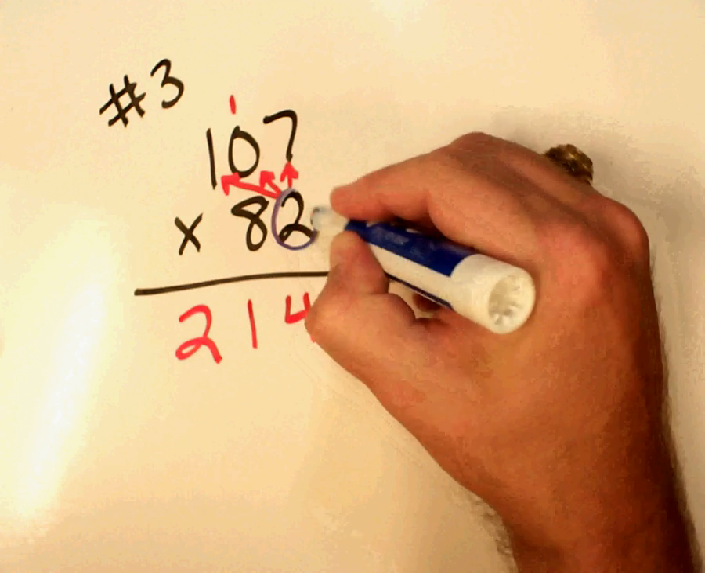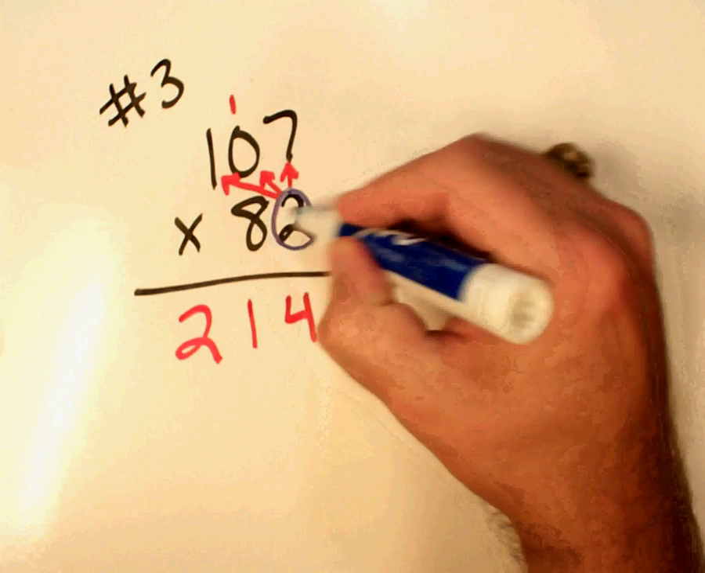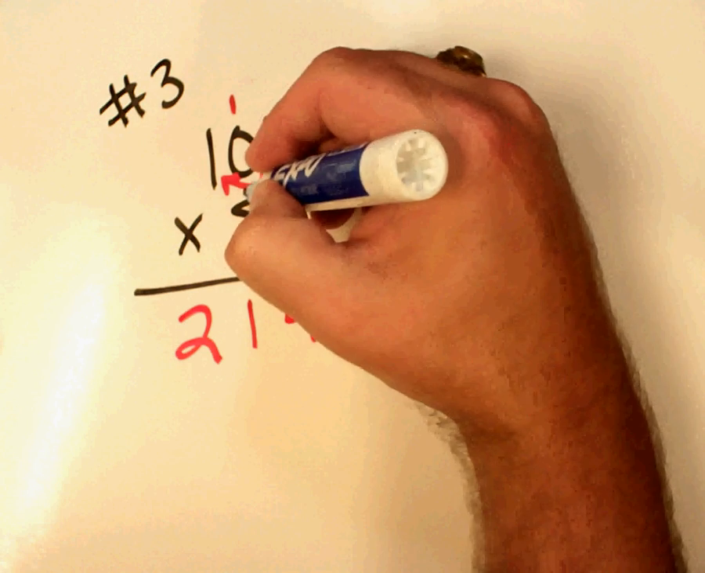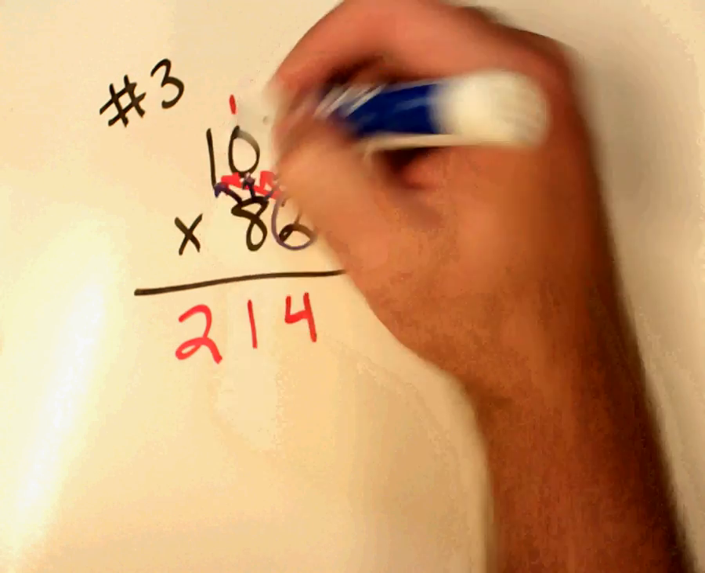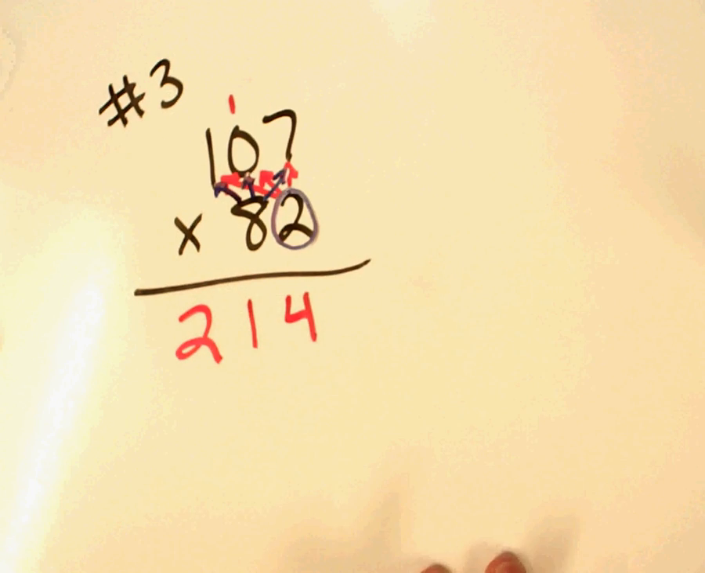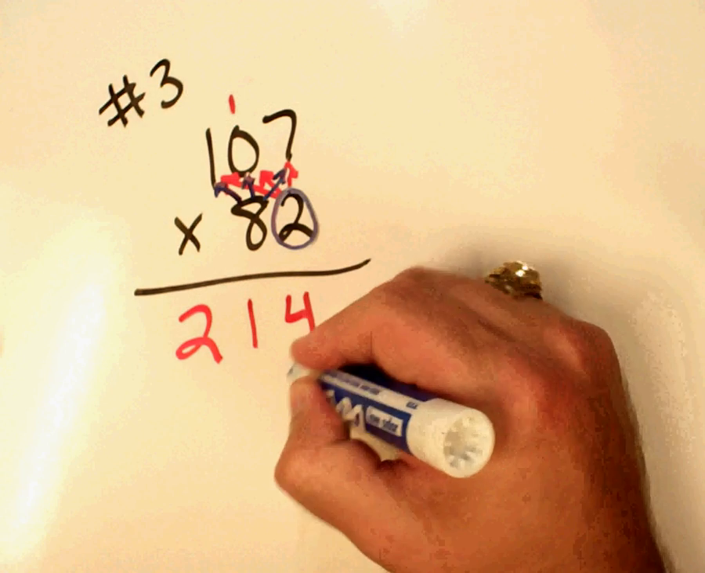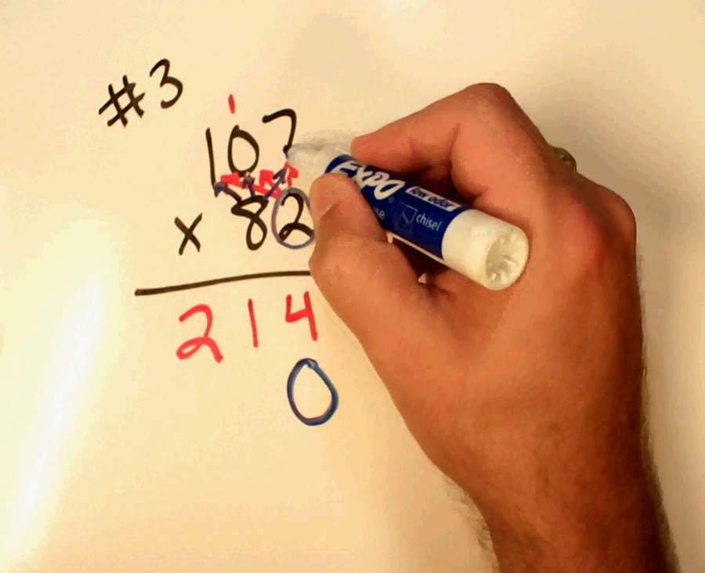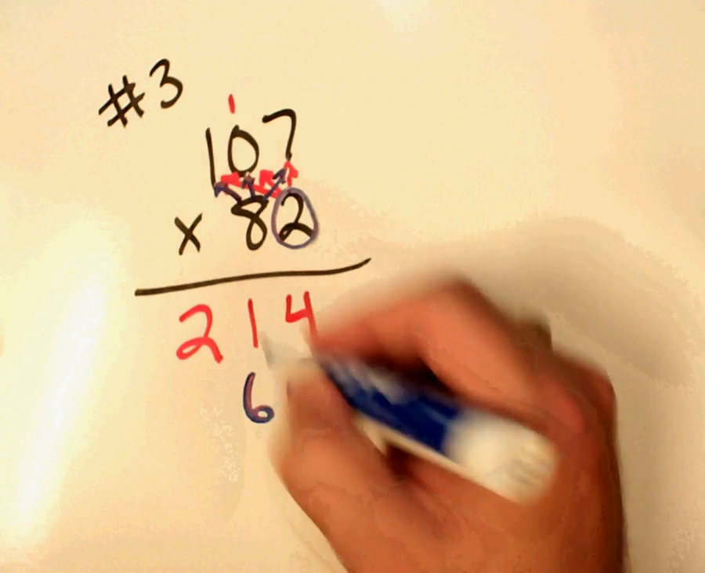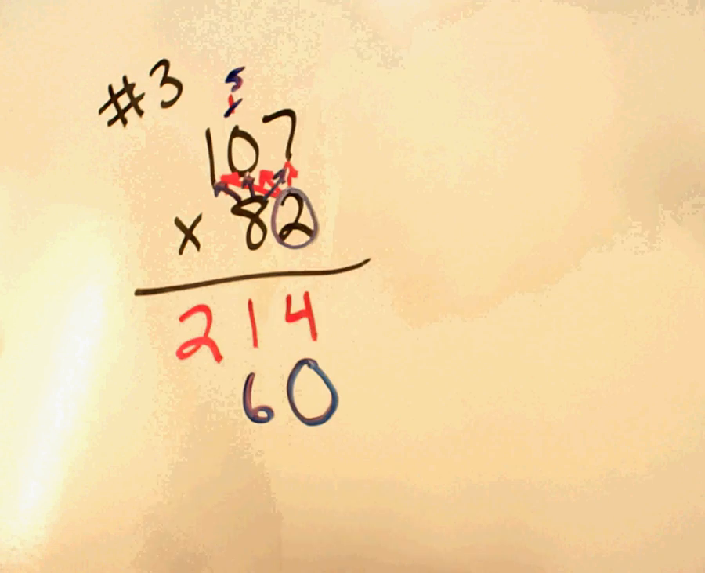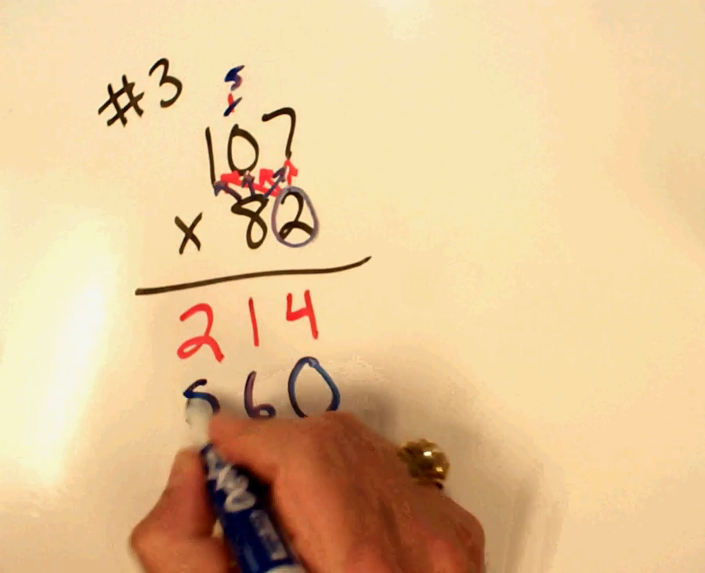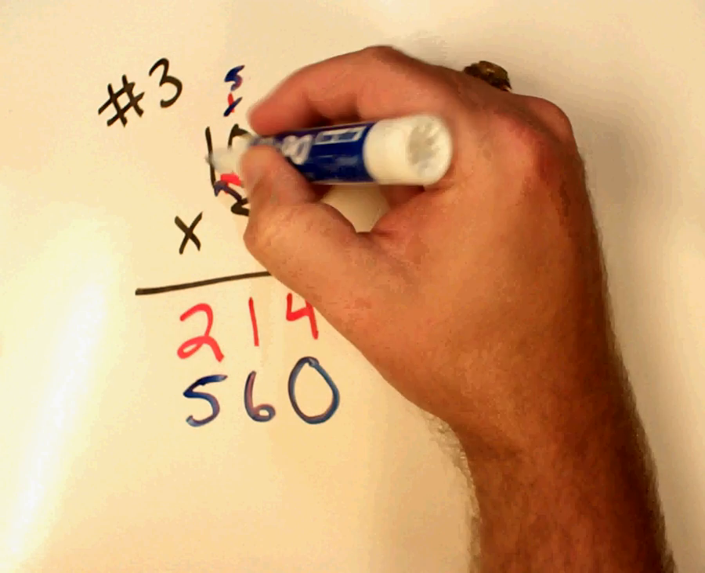Circle my 2 to remind me that I'm multiplying by 80 now, not just 8. Draw my blue arrows so you can see my steps. Put my placeholder down. 8 times 7 gives me 56. Carry my 5. 8 times 0 is 0, plus 5 is 5. 8 times 1 is 8.